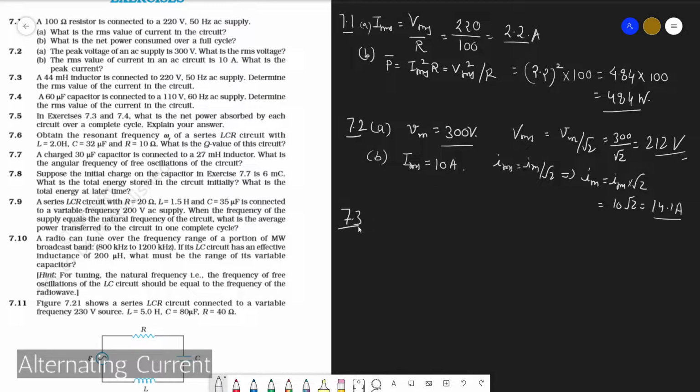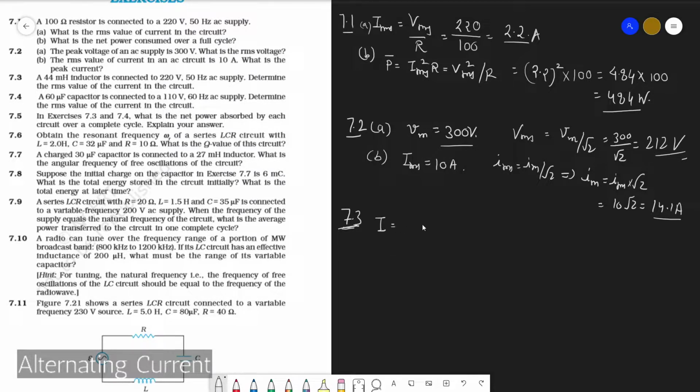Now let us take the next problem, 7.3. A 44 millihenry inductor is connected to a 220 volt, 50 hertz AC supply. Determine the RMS value of the current in the circuit. So observe that he is specifying an inductor and an AC supply. So this is a pure inductive case. This is a question related to the pure inductive case. In the pure inductive case, he is asking about the RMS current.